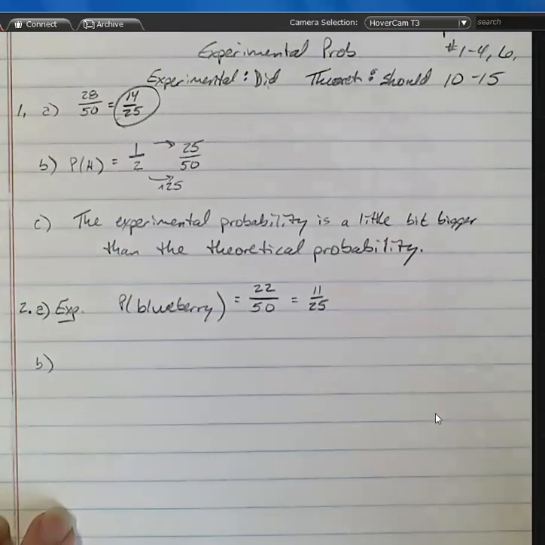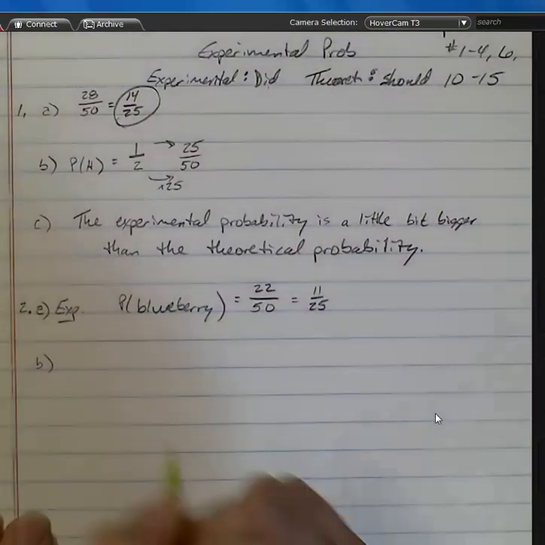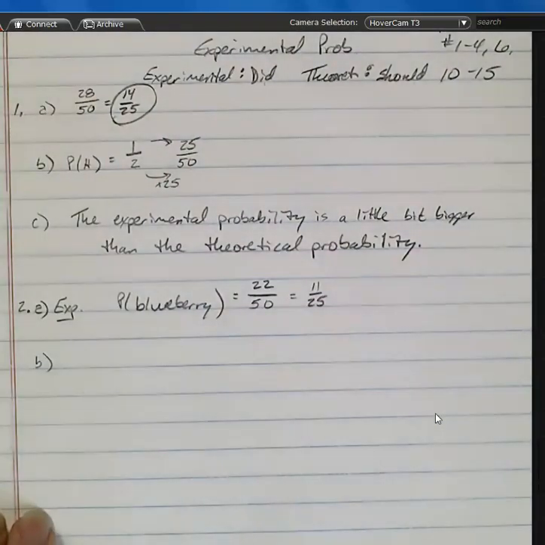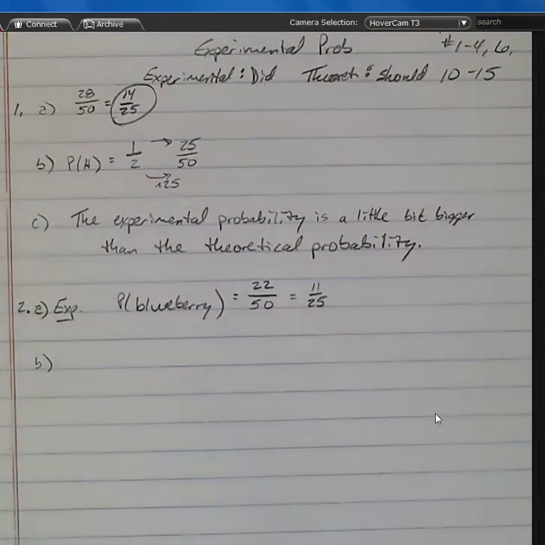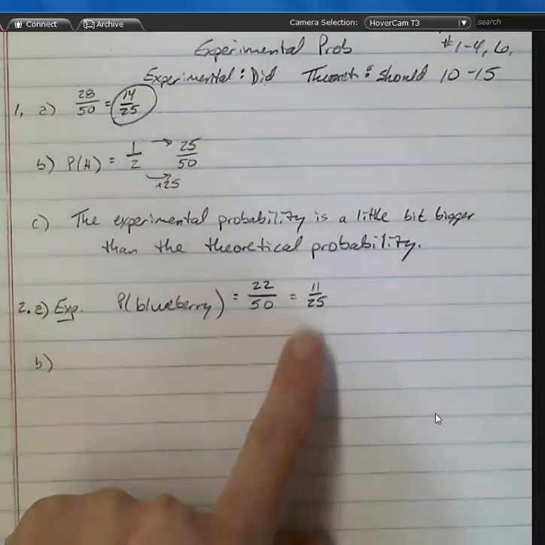Now it says if 100 customers buy muffins tomorrow, how many would you expect to buy a banana muffin? Is this experimental or theoretical? Theoretical. This is theoretical, but it's based on what? Based on experimental. So we're going to base our what should happen on our what did happen. Are we using this fraction? Are we asking about blueberry muffins for part B?